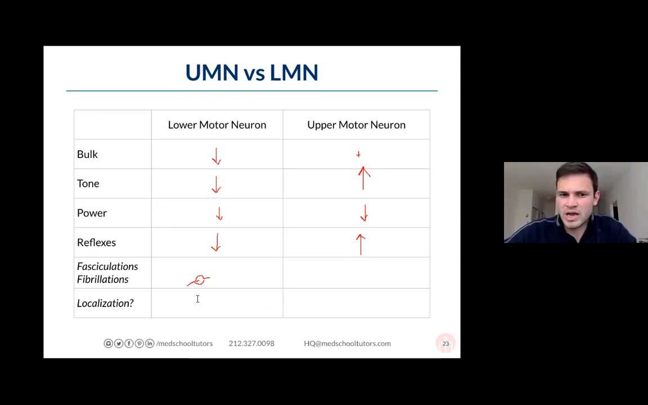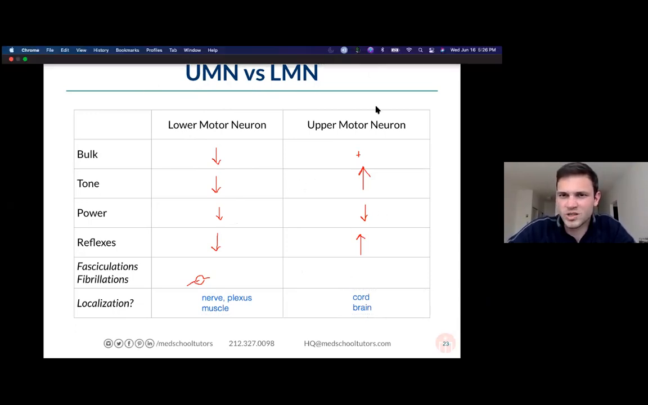Localization, so where does this normally happen? Lower motor neuron weakness, if someone looks like it, the nerve itself, the plexus of nerves could totally do it. The muscle itself, it's all going to make someone look low bulk, low tone, low power, low reflexes. Whereas the upper motor neurons, I normally think of the spinal cord, the brain. So, okay, questions on that?